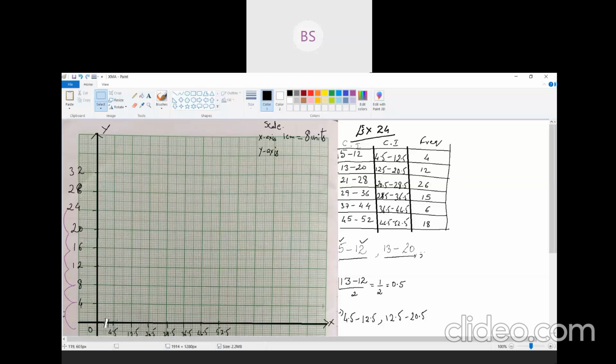Now we have already marked the x and y axes. Now we have to draw the histogram. The first class interval is 4.5 to 12.5 and the frequency is 4. So draw a rectangle of height 4.